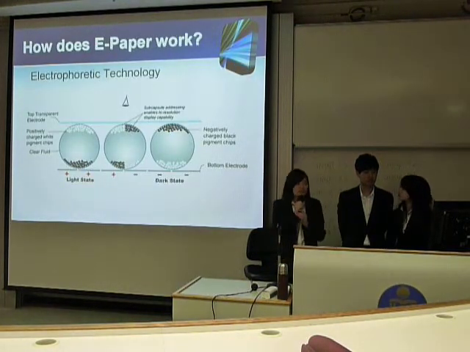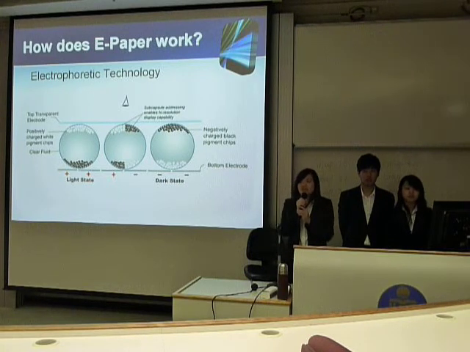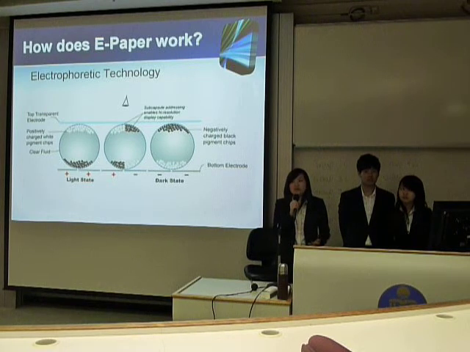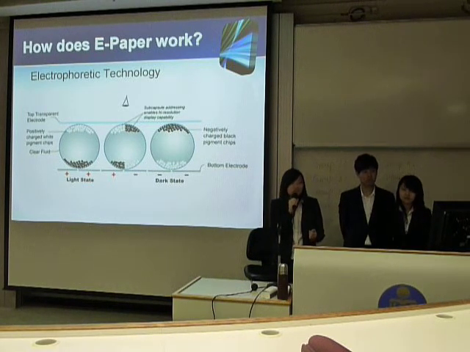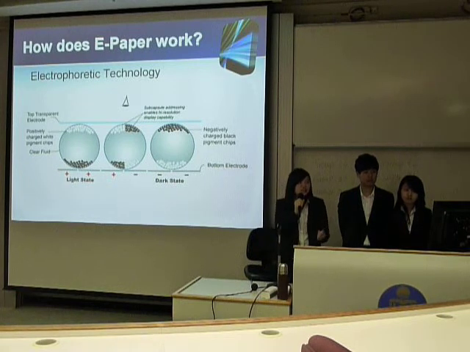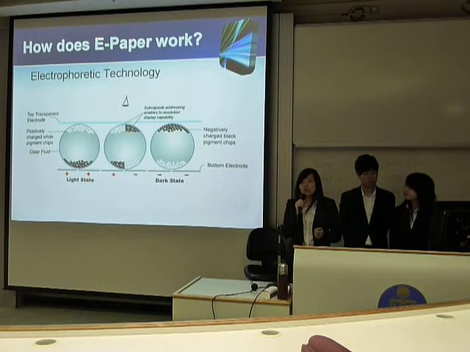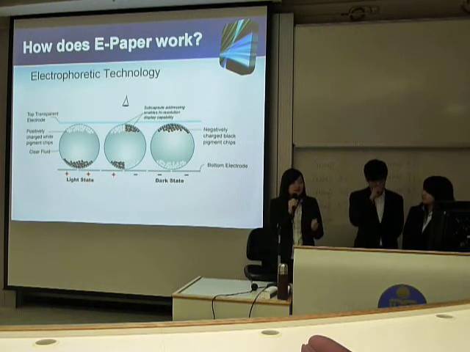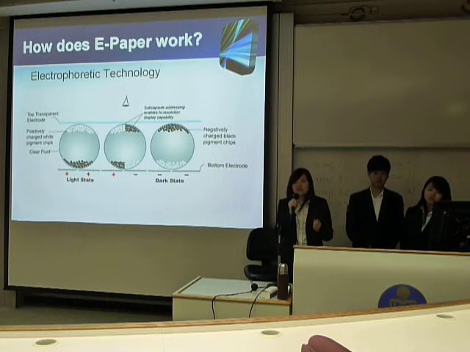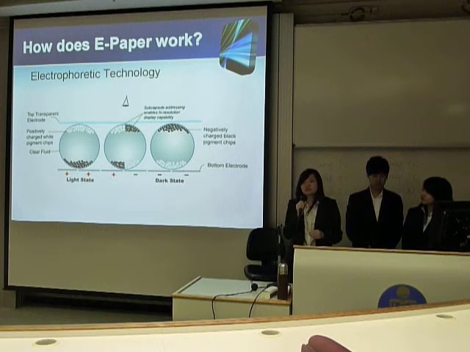So how does e-paper work? Actually, different companies may use different kinds of technologies to make their own e-paper. Today we are going to talk about the well-known one, the electrophoretic technology. It was developed by the E-Ink Corporation. Actually, we need to have the electronic ink in a film for incorporation into the paper-like display.